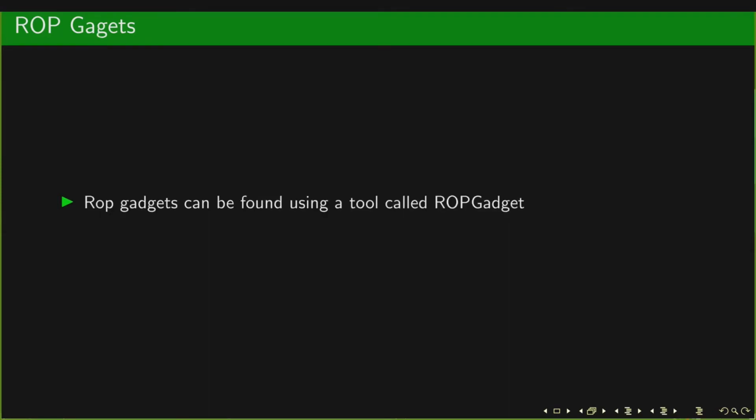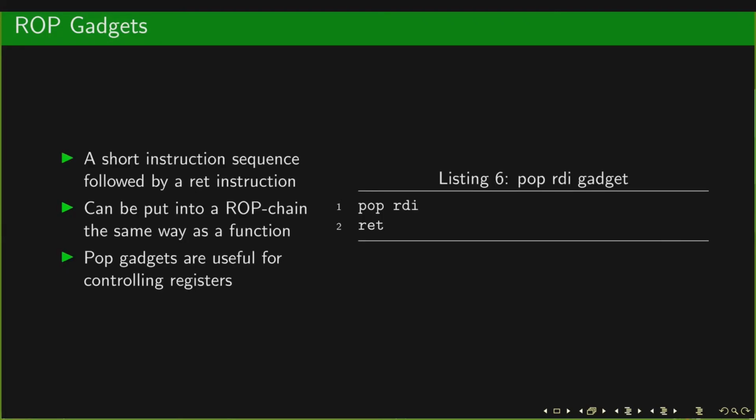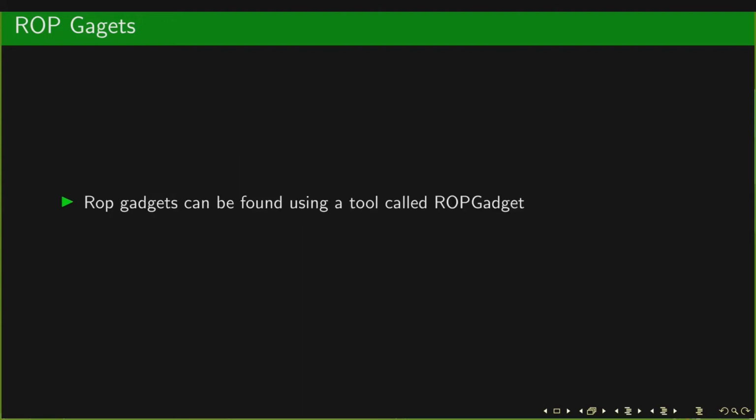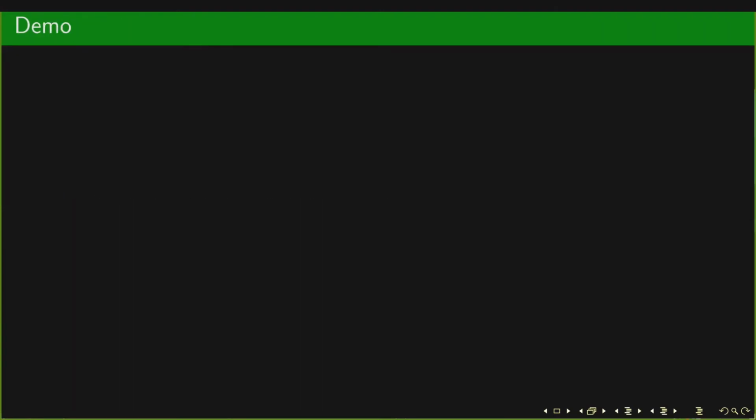Okay, so you may notice that these ROP gadgets look like they would be difficult to find by just looking through the whole binary, and there's a tool called ROP Gadget that can be used to solve this. Okay, so that was the high level overview of a lot of binary exploitation stuff.